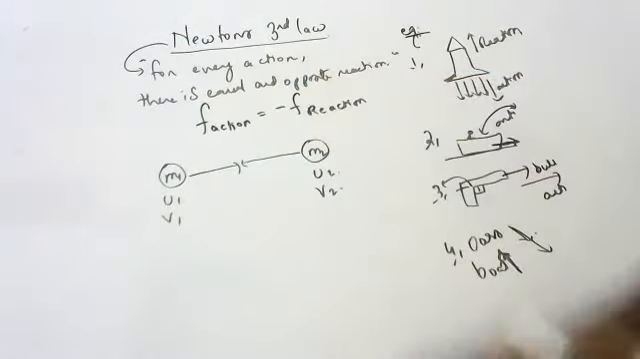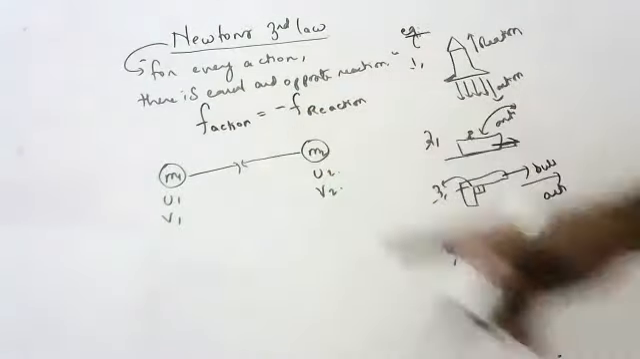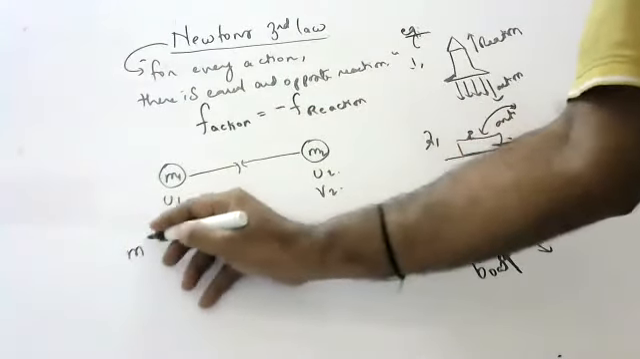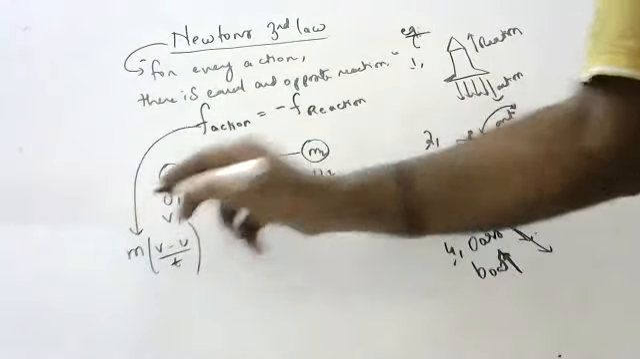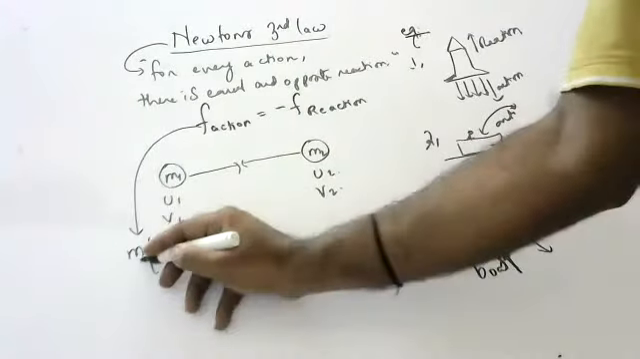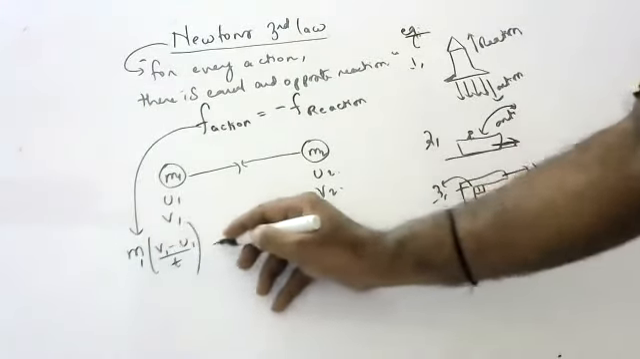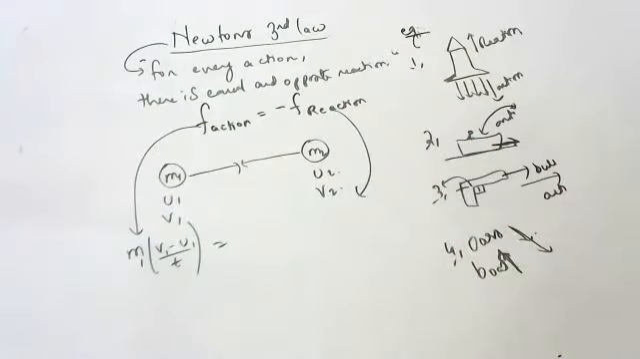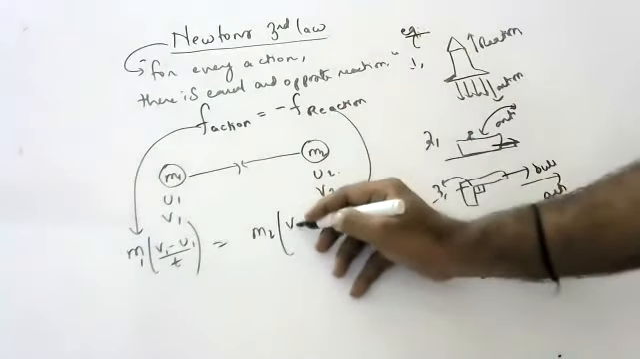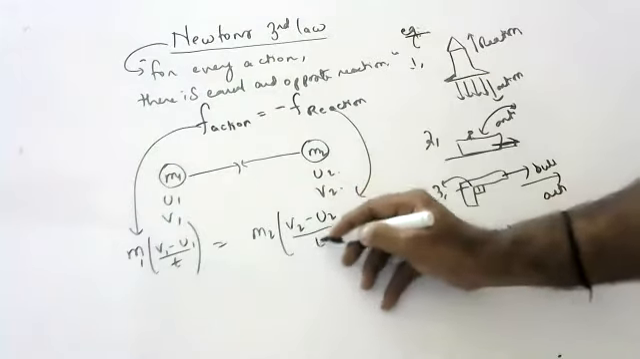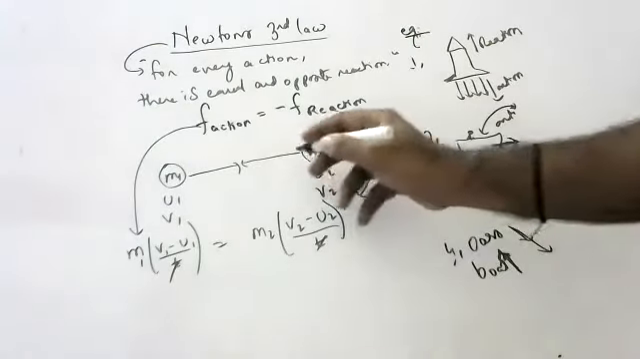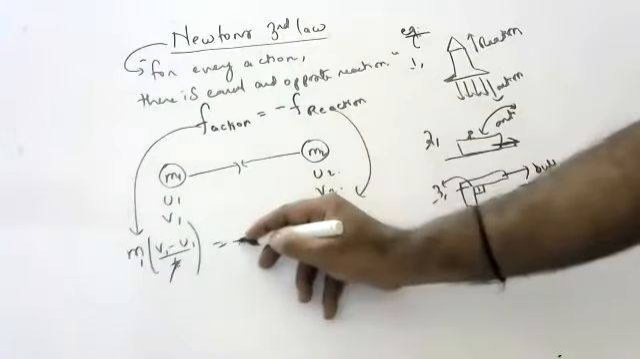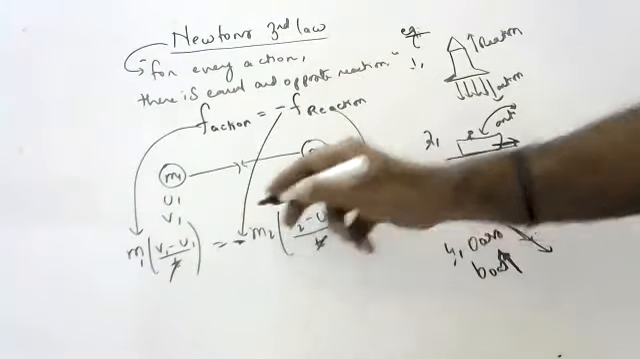Children, from Newton's second law, what is the formula for force? m(v minus u) by t. This is for the first body: m1(v1 minus u1) by t. And this is for the second body: m2(v2 minus u2) by t. Time gets cancelled, because at the same time they are coming in between each other. And children, remember here a minus is there, please put the minus.